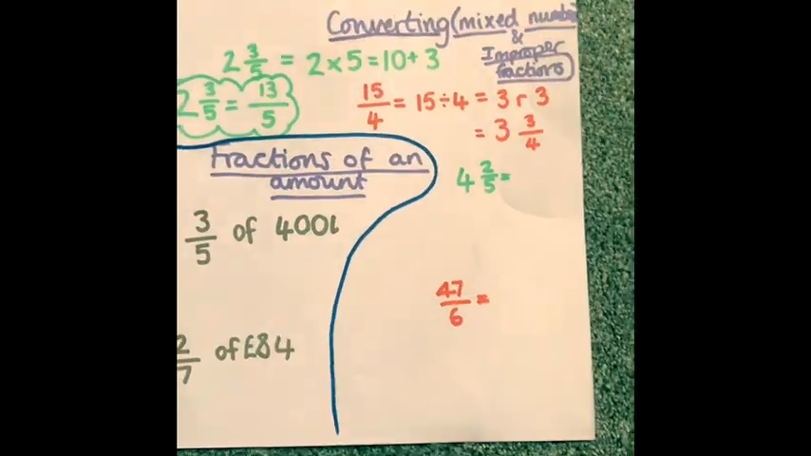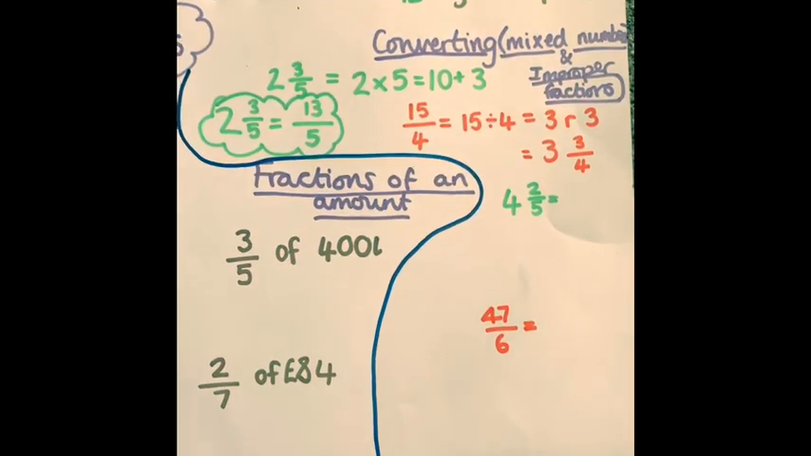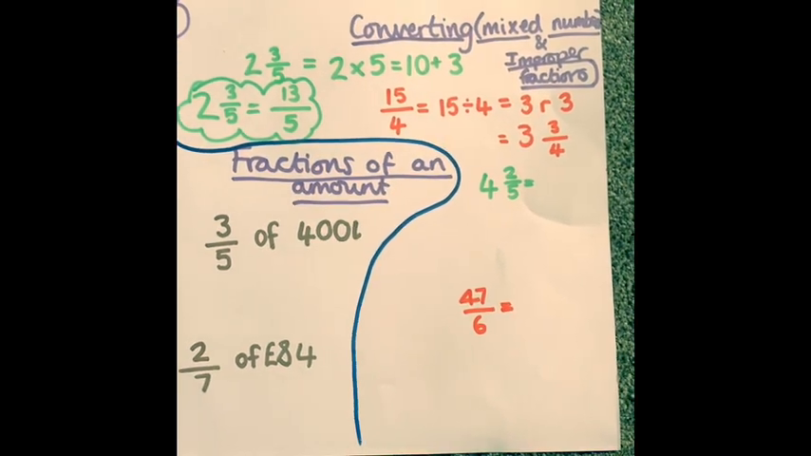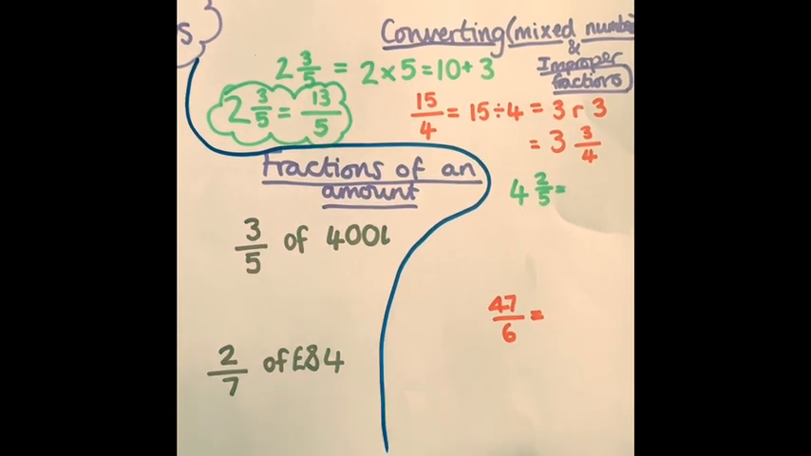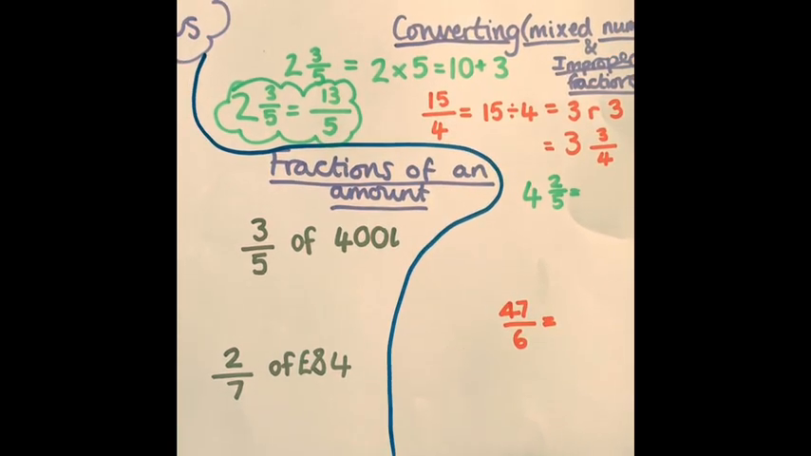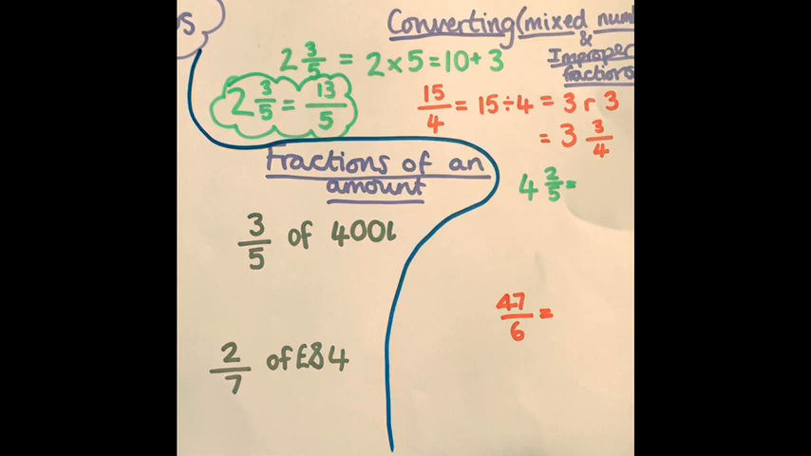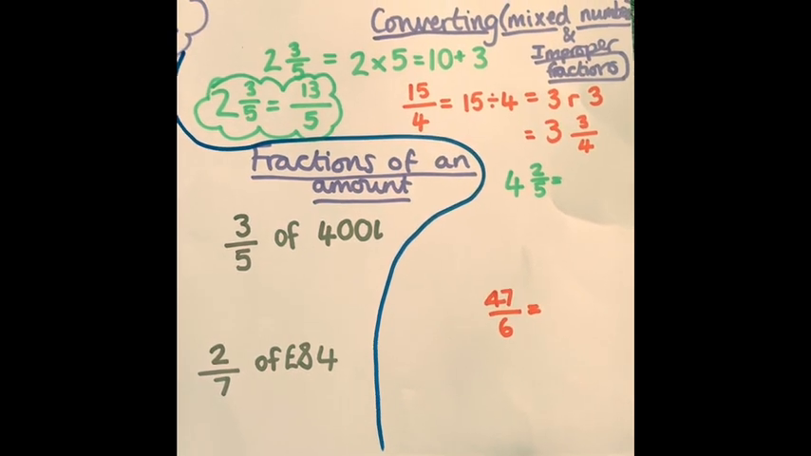So converting mixed numbers to improper fractions. A mixed number is simply a number that's made up of whole numbers and fractions. An improper fraction is a fraction where the denominator is smaller than the numerator. So sometimes we call it top heavy.